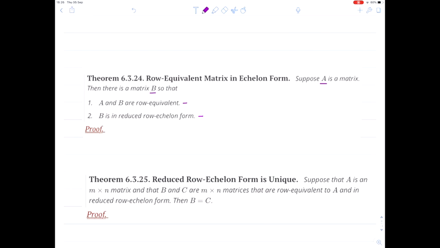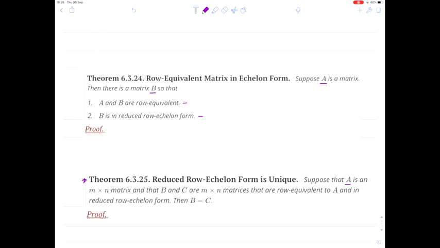The next thing you might wonder is, does it depend on which order you do stuff? What if you get two different reduced row echelon forms? Then maybe you're going to get different solutions. This second theorem here says that's not the case.